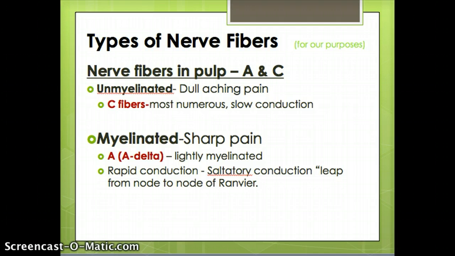We also have several types of nerve fibers involved in pain transmission that we need to discuss today. In the pulp of your tooth, there are two types of basic nerve fibers, type A and type C. Type C fibers are not myelinated, and they create a dull, aching pain. These are the most numerous, and they have very slow nerve conduction. Type A fibers, otherwise known as A delta fibers, are lightly myelinated. Because of this myelination, that gives them a rapid conduction called saltatory conduction, which leaps from node to node of Ranvier.